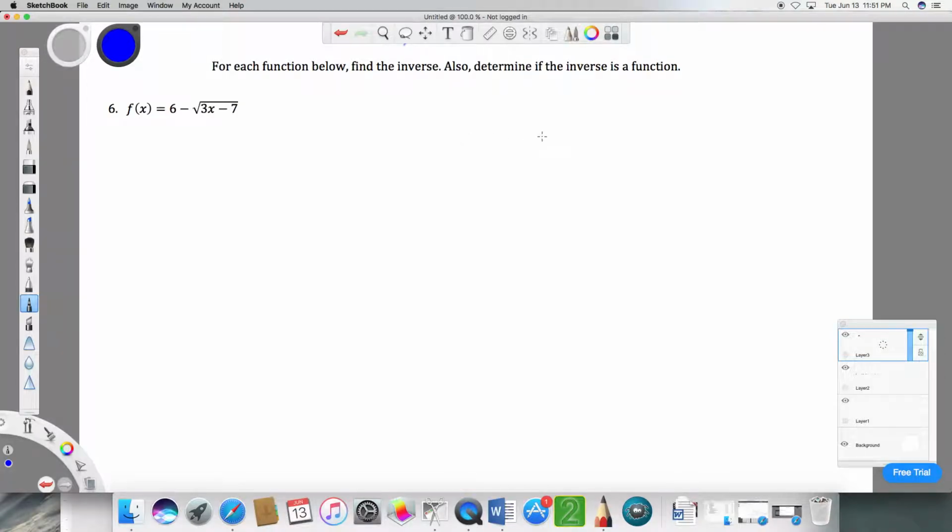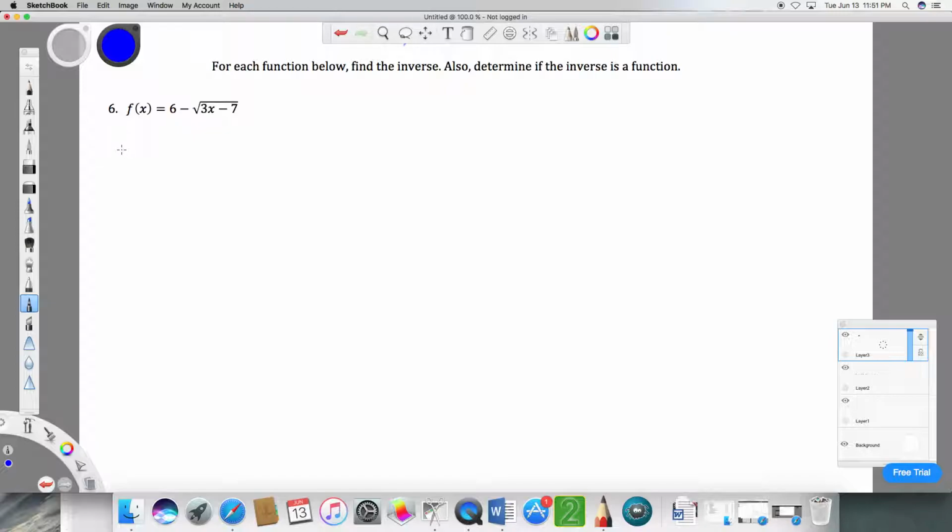Here they give us a function f of x, and they ask us to find the inverse and to determine if that inverse is a function or not. You may or may not be able to visualize what the graph of a square root function looks like, so I won't use that in determining whether this function is one-to-one and whether I have an inverse. I'm just going to jump in and do the technique.